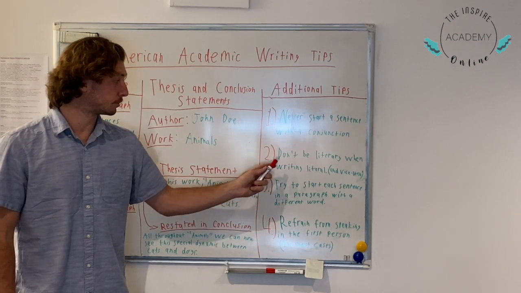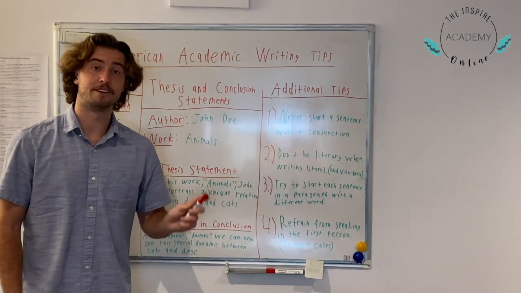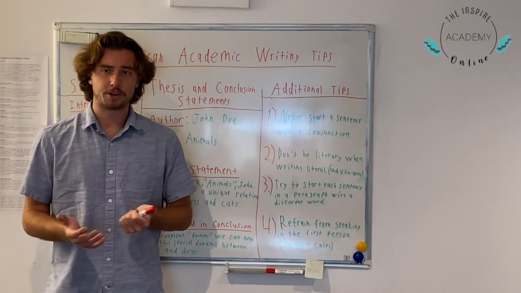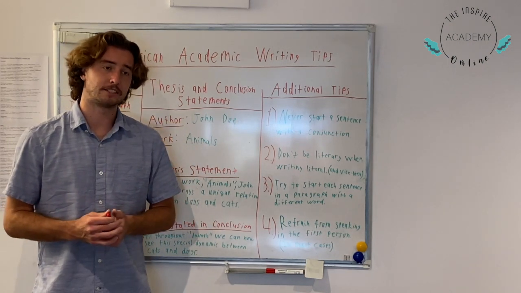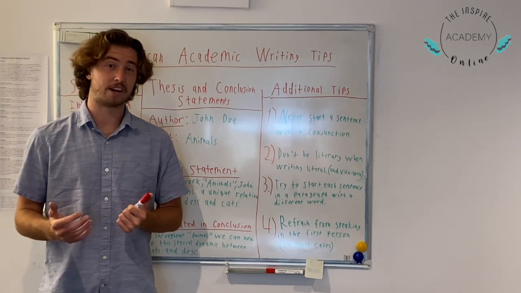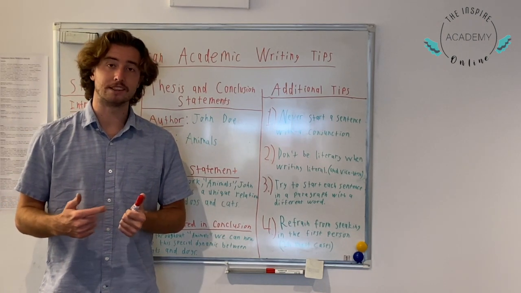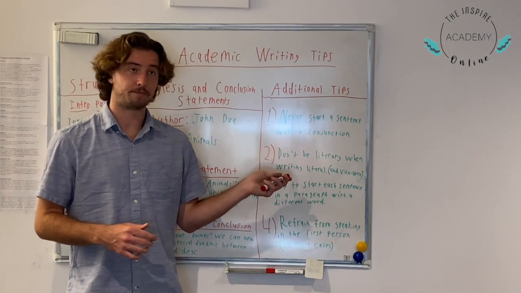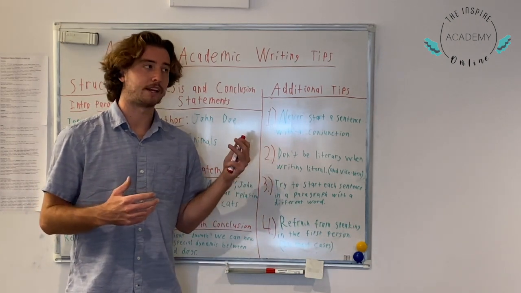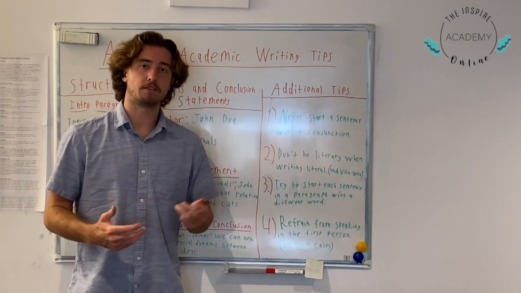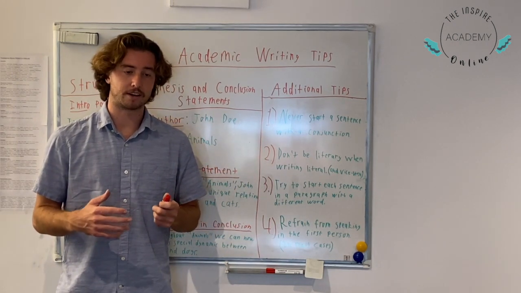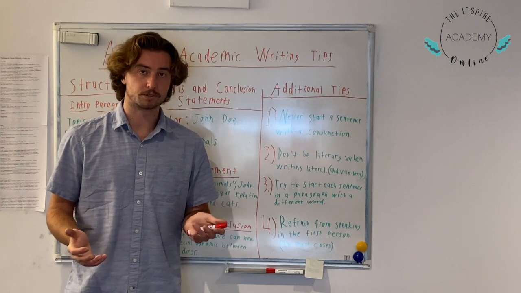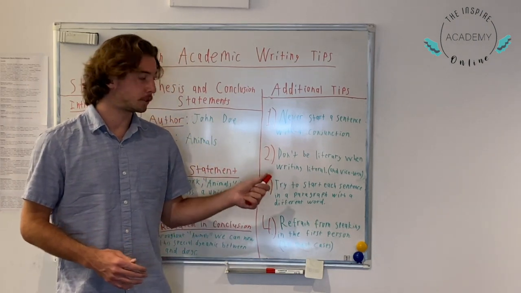Number two, don't be literary when writing literal, and vice versa. So, don't be literary when writing literal. What does that mean? If you are writing a literary paper, say on a poem or a novel, you should not try to be overly literal. Or say you are writing a paper on a philosophical concept or something discovered within science, say a psychological scientific article, for example, you should not try to be overly literary.